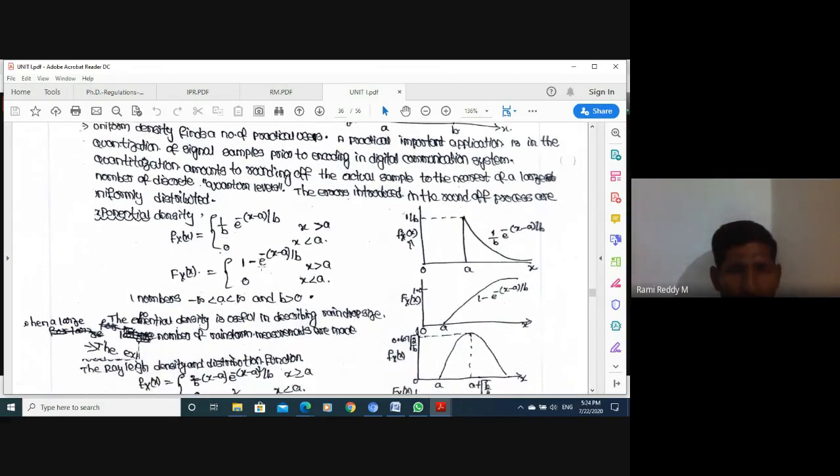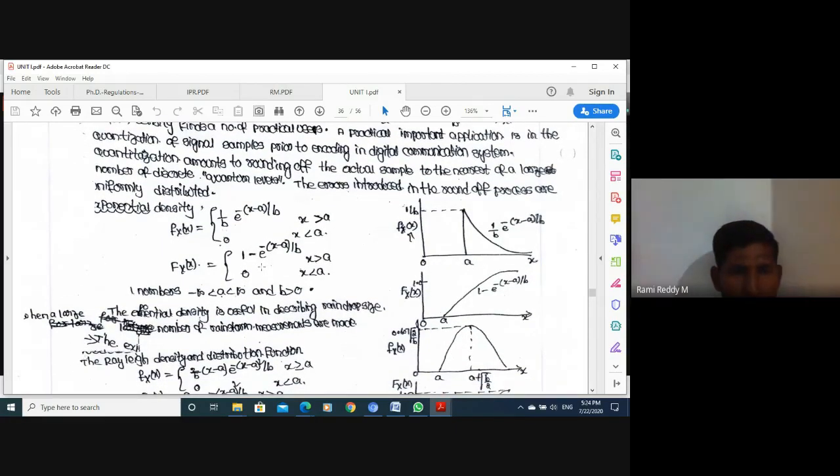Exponential random variable. The exponential random variable is used to describe raindrop size or the number of rainstorms when rainstorm measurements are made. Small fx(x) = 1/b e^(−(x−a)/b) where x is greater than a, and 0 where x is less than a. Capital Fx(x) = 1 − e^(−(x−a)/b) when x is greater than a, and 0 when x is less than a.